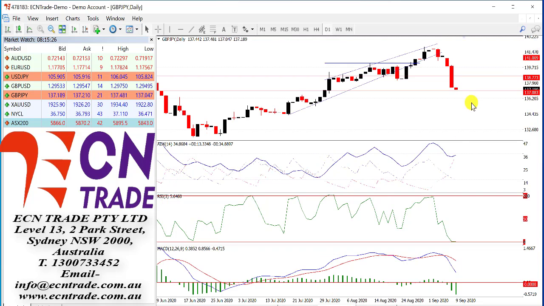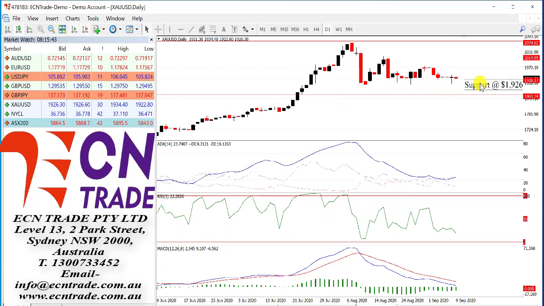Sterling yen, well, the market plummeted on the back of the sterling leg and reached its target of 138, and is now looking closer to 137. We are getting a little bit oversold, so we might find support around 136.5, but overall there is still a little bit left to the downside.